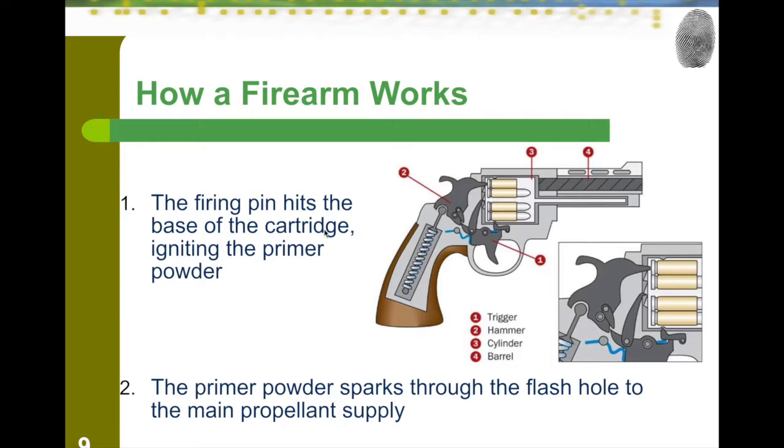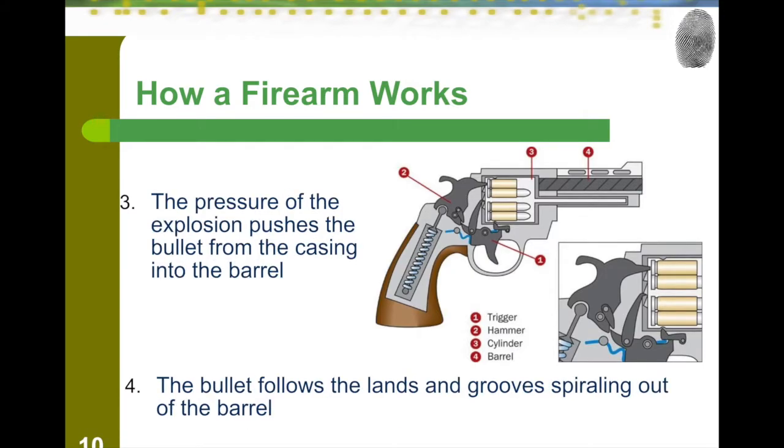Yep, so the firing pin is the part on the back here at the base of the cartridge, and it ignites the primer powder. If you've ever seen, you have to kind of pull the hammer back, sometimes with your thumb. You pull it back, and then it hammers the cylinder there, and it shoots out the gun. The primer powder sparks through the flash hole to the main propellant supply, and then it causes the projectile to fly out of the gun. The pressure of the explosion pushes the bullet from the casing into the barrel. The bullet follows the lands and grooves, which makes it spiral out of the barrel.